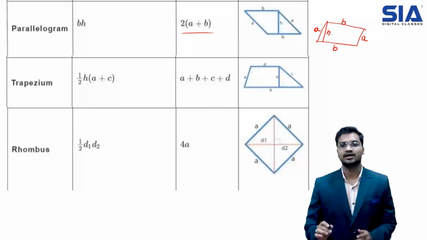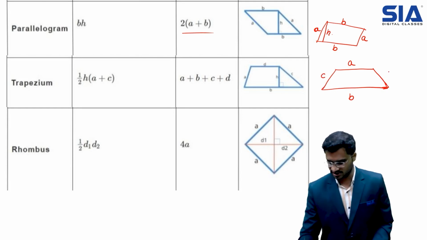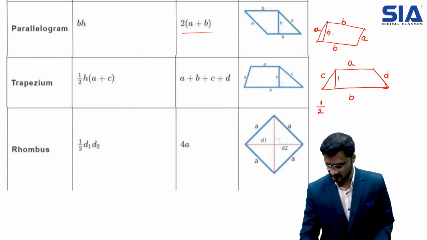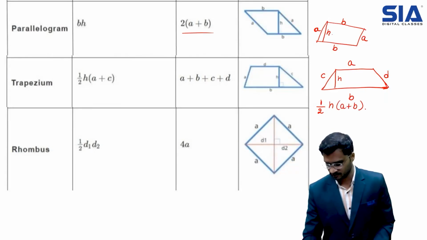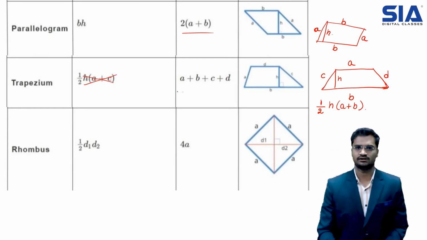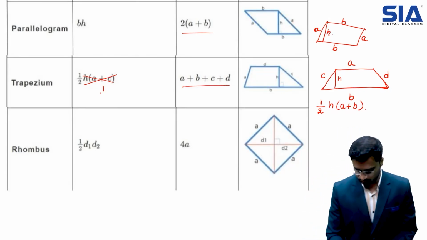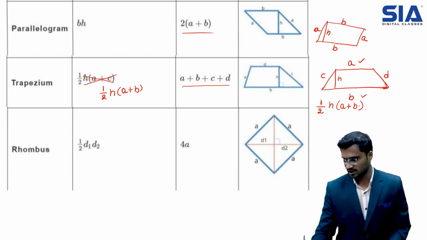In the same way, the area of a trapezium. A trapezium looks like this, and you should remember this formula. Let us say this side is A and this side is B, this side is C and this side is D. Then the area of that trapezium is half into height into A plus B. This is not accurate, but the perimeter is accurate: A plus B plus C. So the area is 1 by 2 H times A plus B, where A is the upper one and B is the below one.